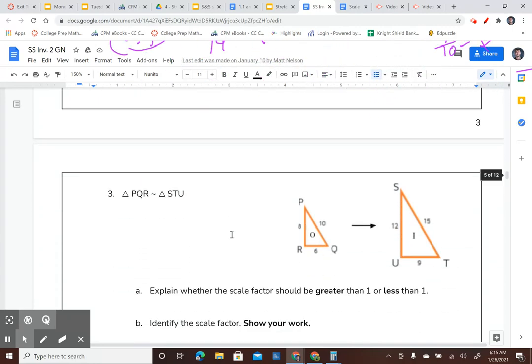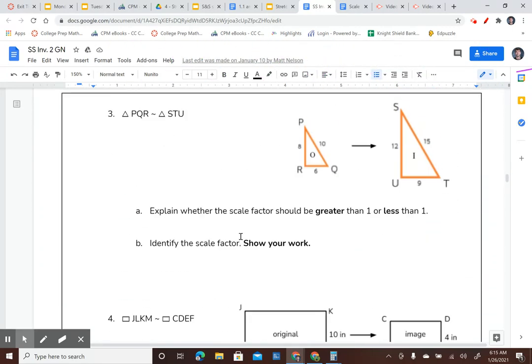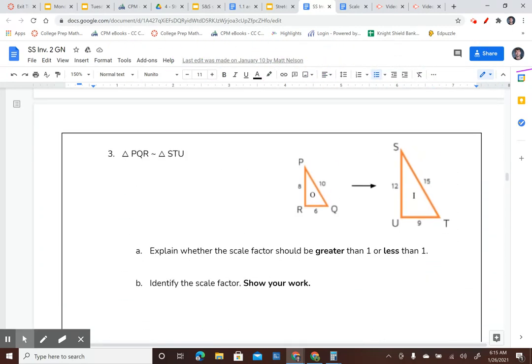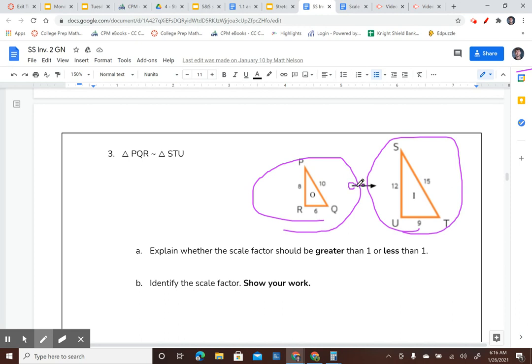All right. Hopefully this helps out. Go ahead, try out problem 3. So first off, you're going to look at, is my figure getting bigger or smaller, starting from where the arrow begins to where the arrow ends? Is it getting smaller or bigger? That's going to tell you if it's going to be greater than 1 or less than 1.